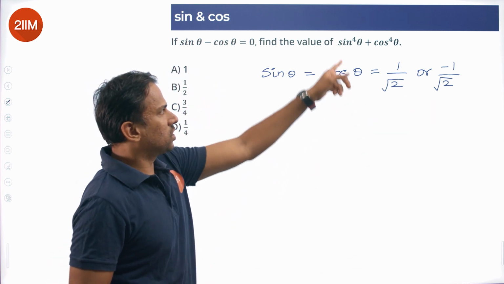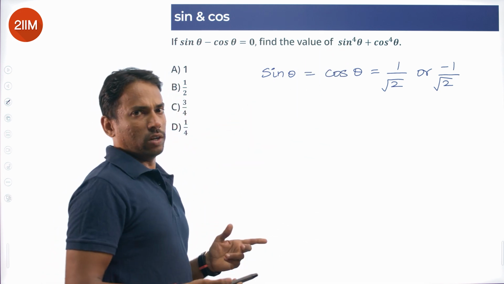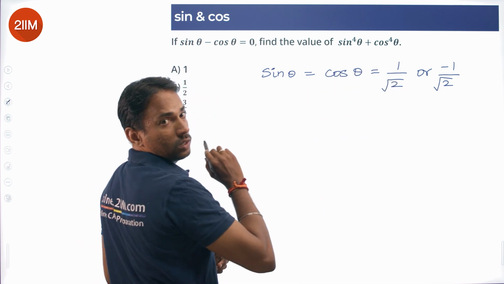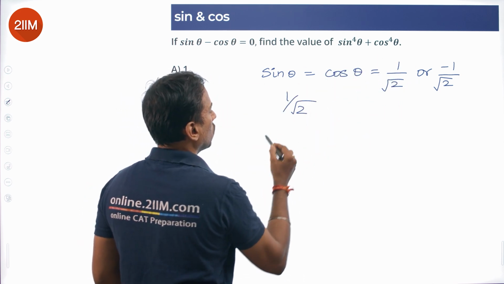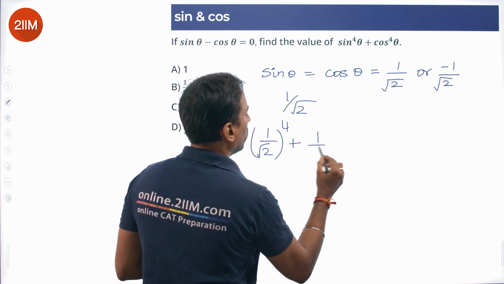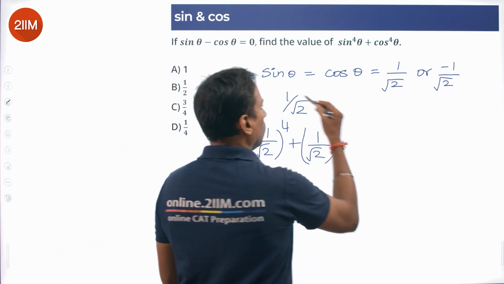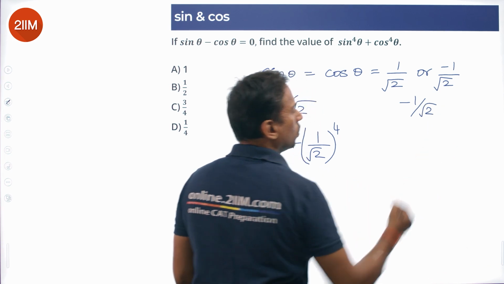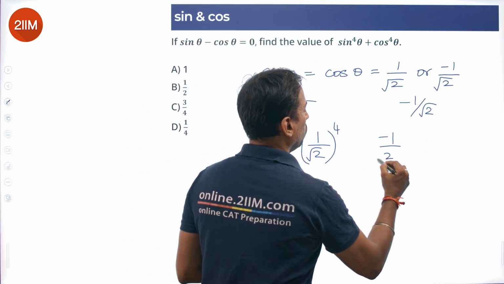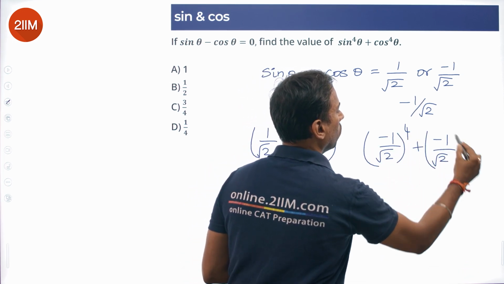Now for these cases, let's try to find the value of this expression. Sin power 4 theta plus cos power 4 theta is the same as sin theta power 4 plus cos theta power 4. So we'll take the case 1 by root 2. We'll have 1 by root 2 whole power 4 plus 1 by root 2 whole power 4. Even if we take the other case, minus 1 by root 2, the expression will be minus 1 by root 2 the whole power 4 plus minus 1 by root 2 the whole power 4.